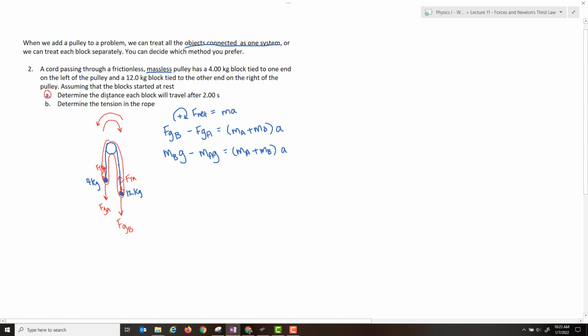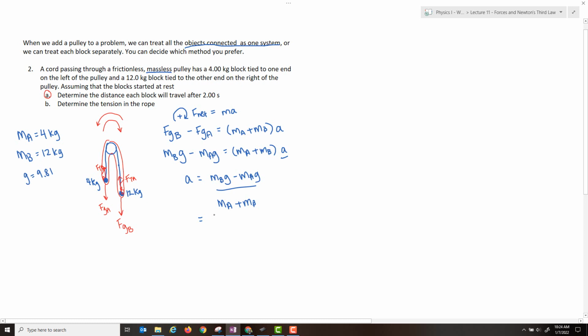Okay, so we're trying to find the distance each block will travel after 2 seconds. Before we can do that, we need to solve for this acceleration. So the acceleration is equal to MBG minus MAG over MA plus MB. Let's plug in everything that we know. I'll write it on the side. We have a 4 kilogram mass on the left, so MA is 4 kilograms. On the right side, B is 12 kilograms. We know G is 9.81.